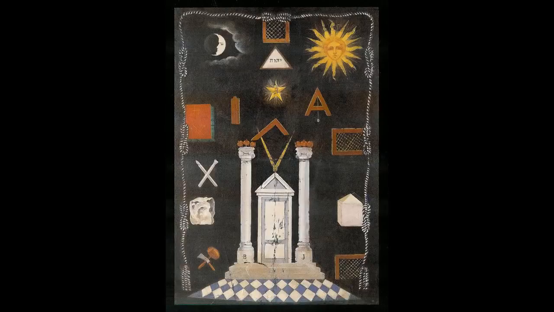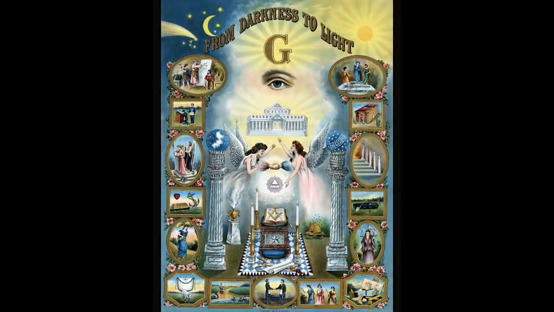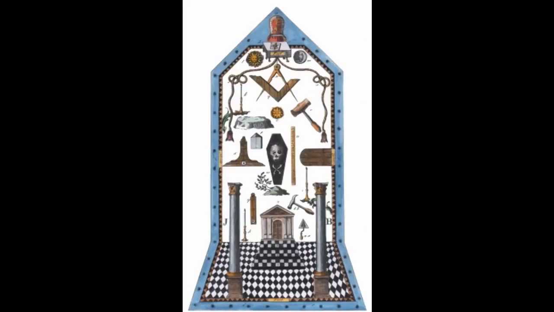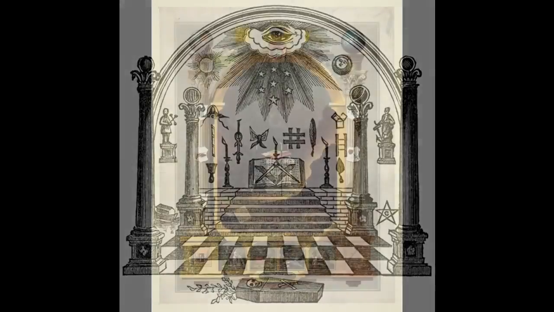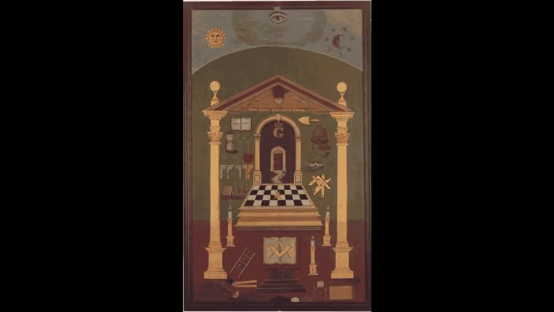Hello, in this video I want to talk about tracing boards, about their origins, and about how they can be read. There's some fluid symbolism in there, but there's some very solid, very tangible symbolism as well. I want to have a look at that, but also to have a look at the origins of them.